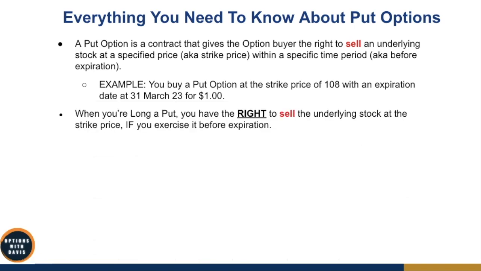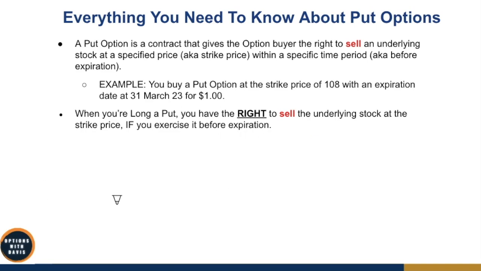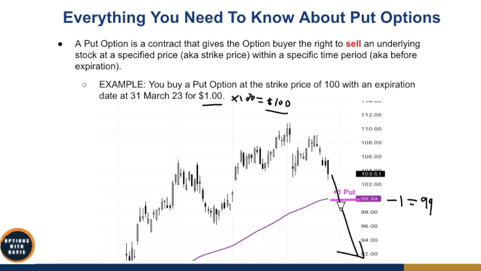Now, what if you are taking the other side of the put option? If you're short a put option, now you have the obligation to buy the underlying stock at the strike price if you're assigned on it, right? So if the person decides to exercise the put option, so he'll be selling his shares, guess what? You have the obligation to buy those shares, and now you'll be long 100 shares at the strike price of $100. So in this case, there's two things you can do at this point. If you are still bullish on the stock, you can hold on to the shares, but if you're no longer bullish on it, then you have to sell it off immediately once you get those shares.